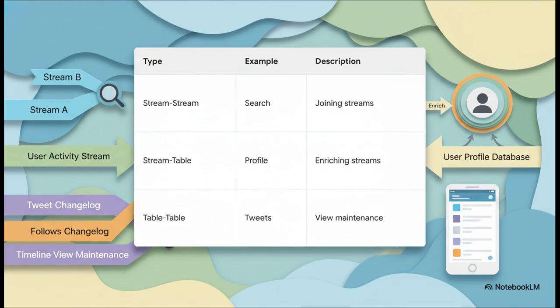This matches a raw activity stream with a continuously updated user database. And finally, a table-table join. Picture a Twitter timeline. You're joining a changelog of tweets with a changelog of followers to maintain a perfectly up-to-date view. This is exactly how you turn isolated single events into incredibly valuable insights.